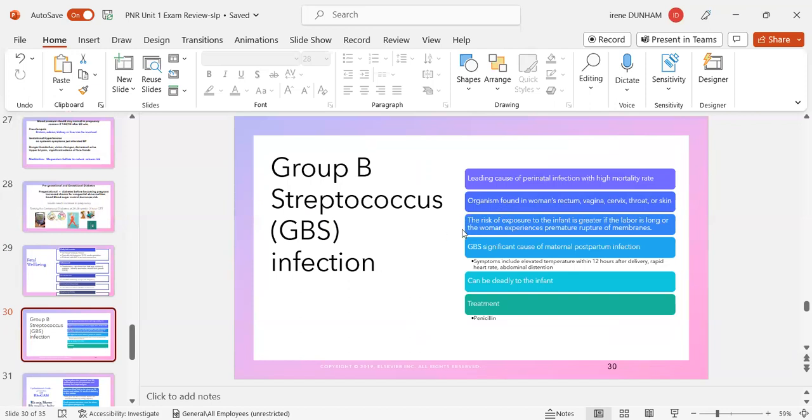The risk of exposure to the infant is great if the labor is long, or she has a premature rupture of membranes. Because then she's brought in, she's got premature rupture of membranes, we're going to bring her in and give her antibiotics during labor. Okay. If she has a dysfunctional labor, then the infant is at greater risk during that. And again, we take care of the problem by giving antibiotics during labor. Now, the GBS is very significant because it does cause maternal postpartum infections too. So that's why, again, we want to go ahead and give mom an antibiotic.